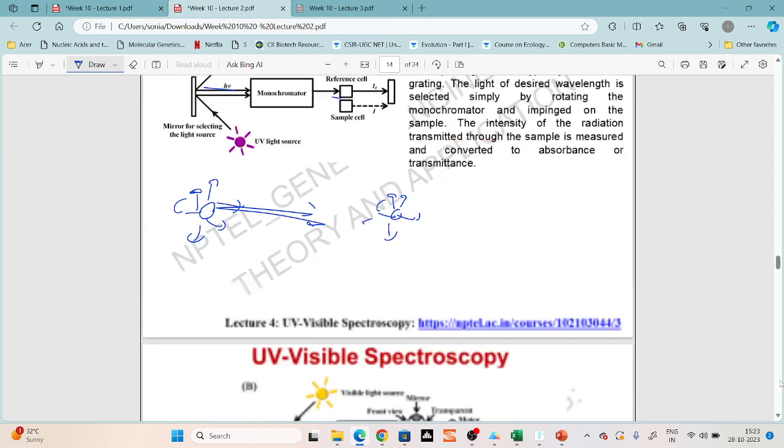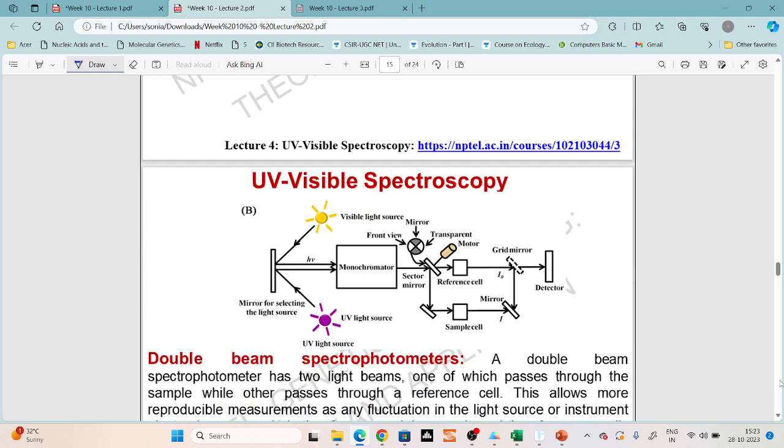Now what is a double beam spectrophotometer? You can see that everything is the same, just that you have both a reference cell and a sample cell. What does it mean? A double beam has two light beams, one of which passes through a reference cell and one of which passes through the sample cell. So therefore there are no fluctuations.